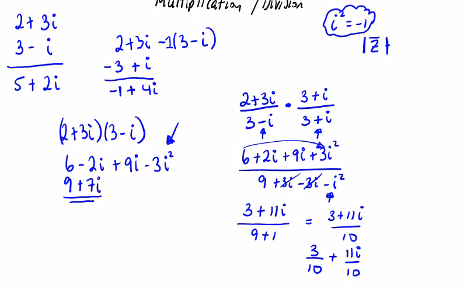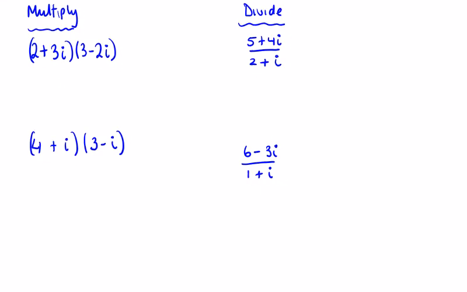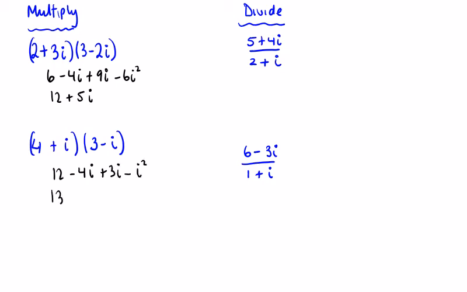So I'll give you a couple of these to practice now. Pause the video and practice these 4 questions. Now let's look at the solutions. So the first multiply, we're going to have 6 minus 4i plus 9i minus 6i squared. So it's going to give me 6 plus 6, which is 12, and 9 take away 4, which is plus 5i. 4 by 3 is 12. 4 by minus i. 3 by plus i. Minus i squared. So we're going to have 12 plus 1, which is 13, and minus 4 plus 3, which is minus 1.